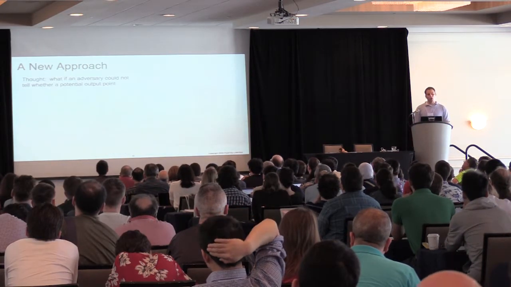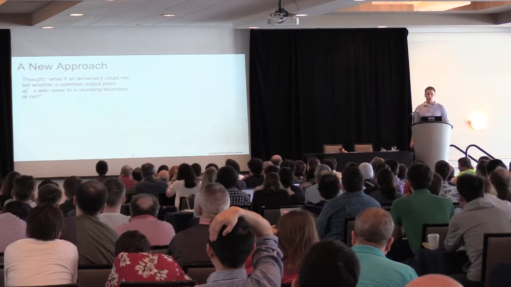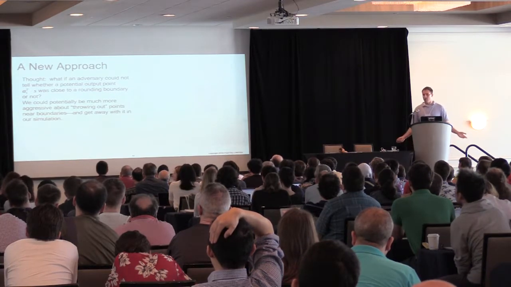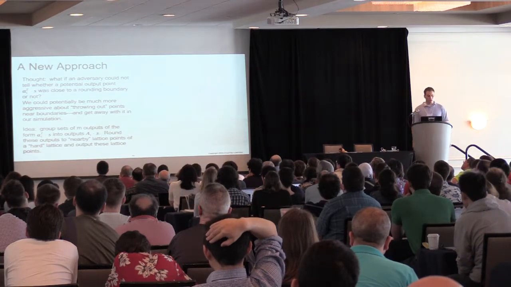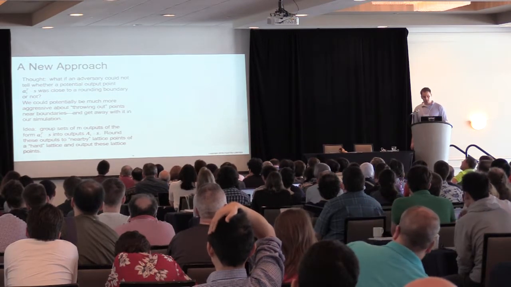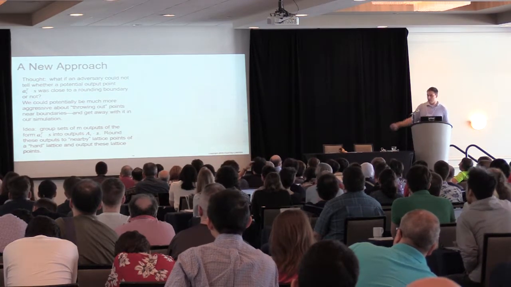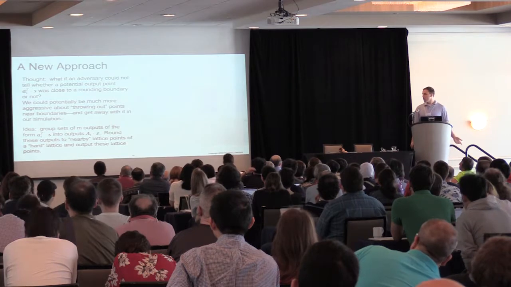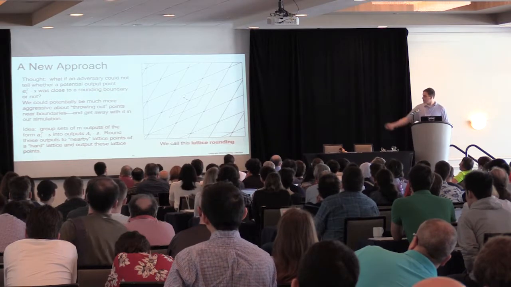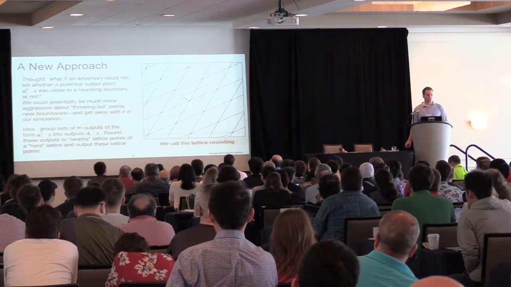So new approach. What if an adversary could not tell whether a potential output point was close to a rounding boundary or not? So in this case, we could maybe throw out samples and get away with it because an adversary couldn't determine what we were doing. So the core idea here is to group M LWE outputs into groups. So we're going to take essentially vectors a_i, turn them into matrices, and we're going to round these outputs to nearby lattice points of a hard lattice. And we're going to call this lattice rounding. So this is essentially what this looks like. We have a point, we round it to a nearby point in a hard lattice.